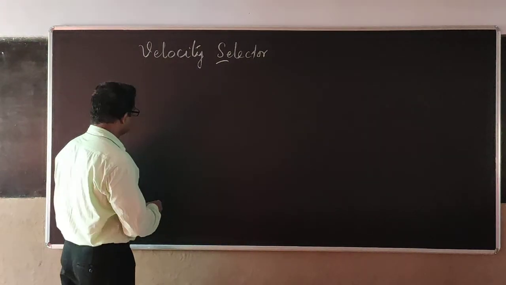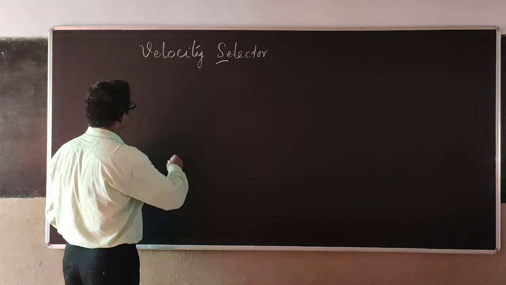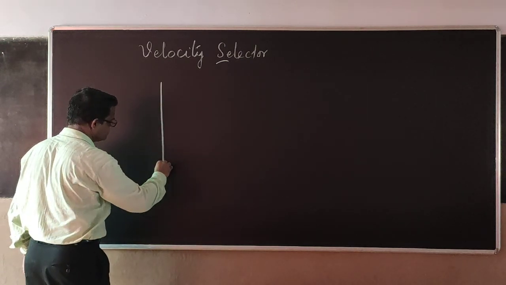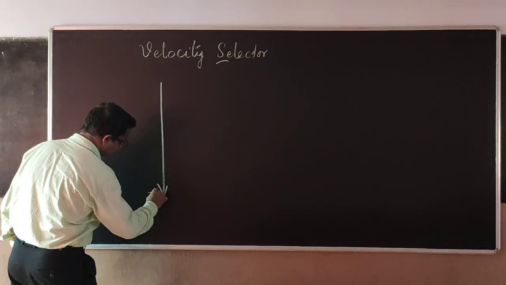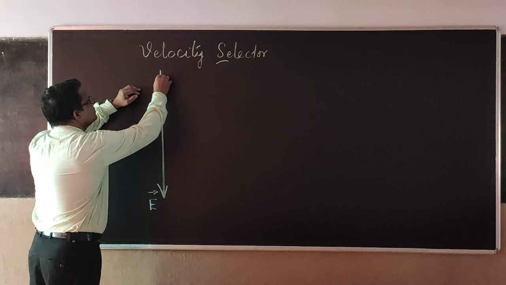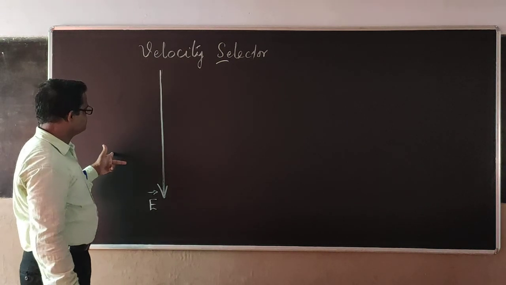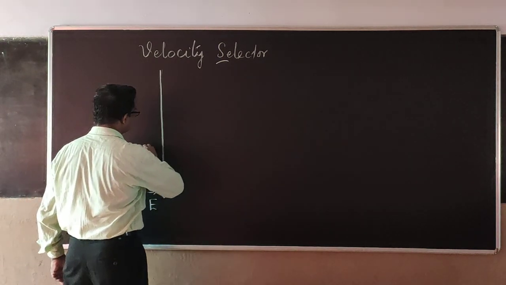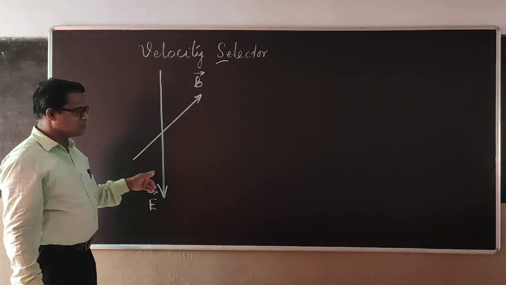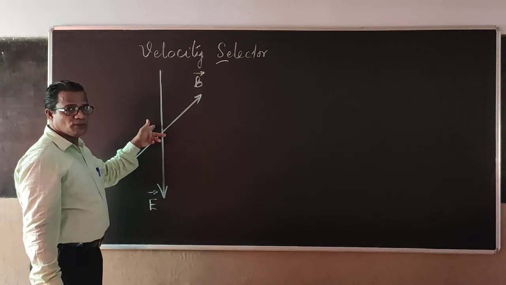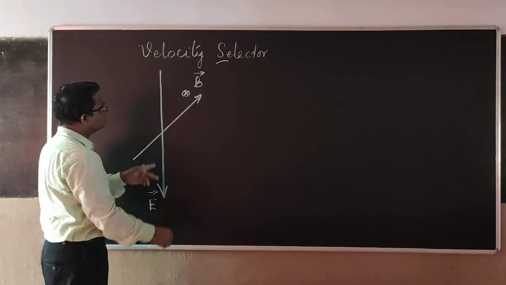Okay? So, suppose I have a uniform electric field acting on the plane of the board, which is vertically downward, and a uniform magnetic field B acting perpendicular to this electric field, which is into the plane of the board. So this magnetic field is actually going into the plane of the board.